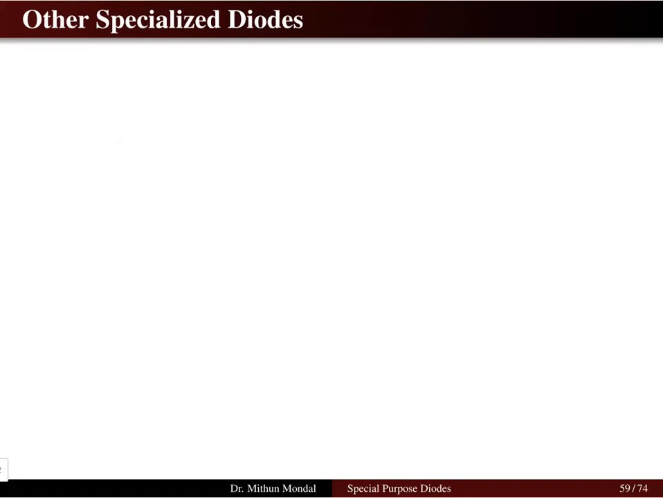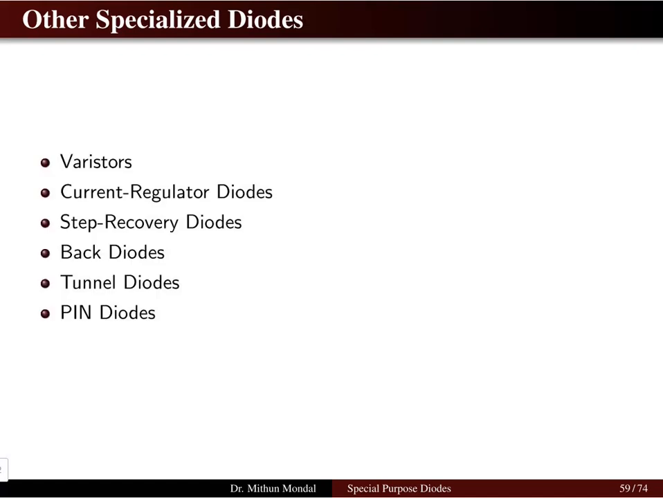Welcome back. We were discussing in Fundamentals of Electronics about the specialized diodes. To continue further, we will discuss some other types of specialized diodes such as the varistors, current regulator diodes, step recovery diodes, back diodes, tunnel diodes, and the PIN diodes. So these are again some of the other categories of the specialized diodes.